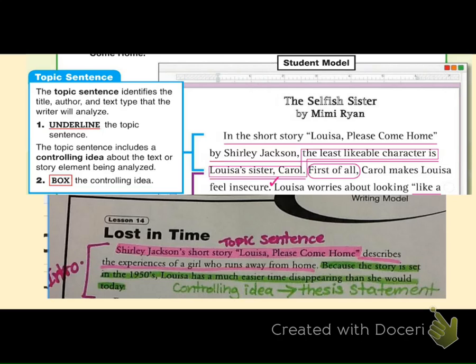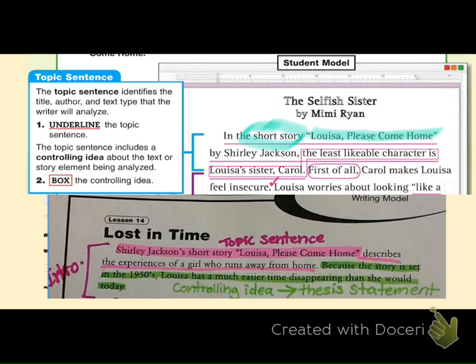This introduction is all in one complete sentence. So let's see if we can find all four components of a strong introduction. First, can we find the title? Louisa, Please Come Home. That's our title. So yes, we have that. Can we find the type of text that we're looking at? Are we looking at a poem, novel, short story, or other type of text? And I can see already that we have the word short story, so we can tell what kind of text.